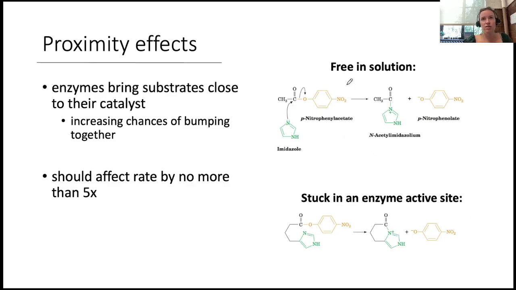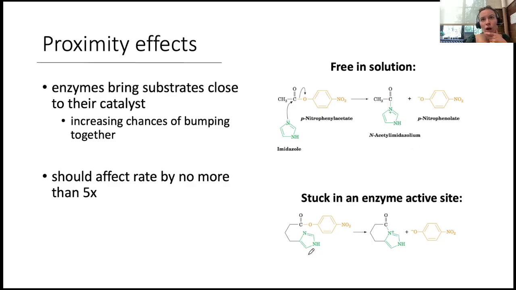Let's imagine some reaction happening free in solution like you do in a Gen Chem lab or an organic chemistry lab. The molecules that you want to react are just moving around in the beaker or the round bottom flask, and the reaction can't happen unless they literally and physically bump into one another. What an enzyme does in its active site is it traps the substrate next to the catalyst.